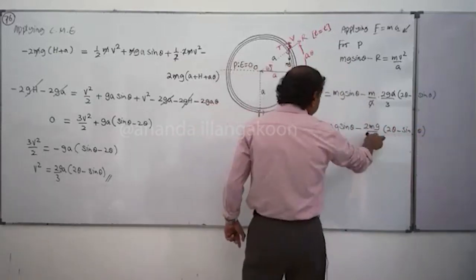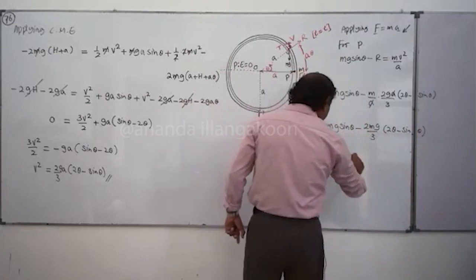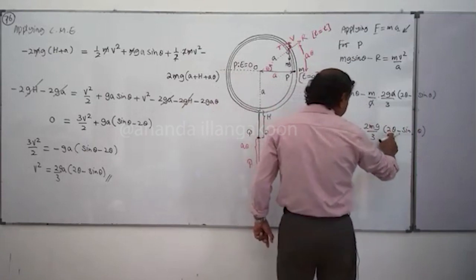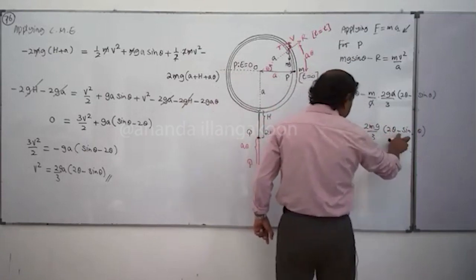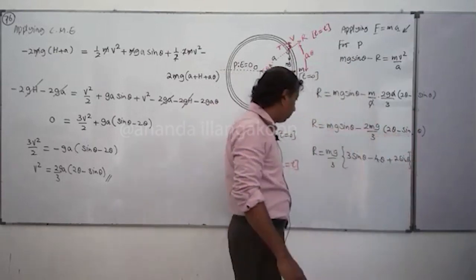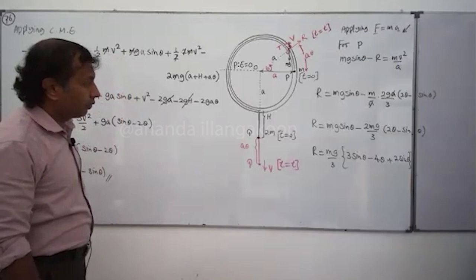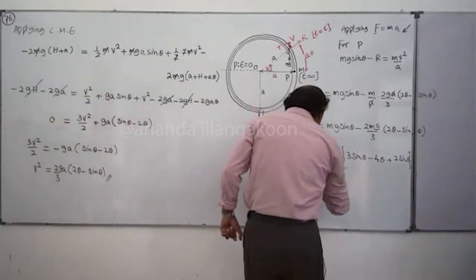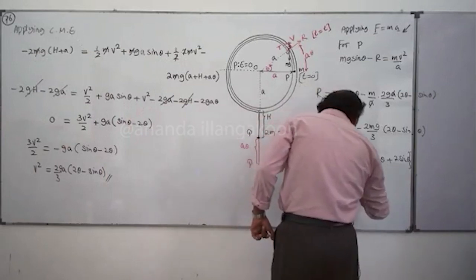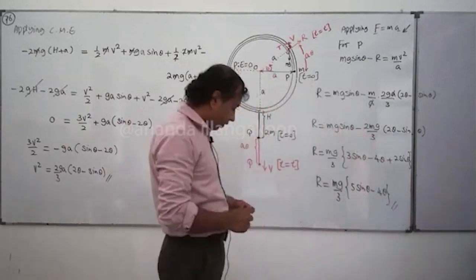You can take this mg by 3 out. Then this will be 3 sine theta. When you take mg by 3 out, by minus 2 we have to remove the bracket, minus 4 theta plus 2 sine theta. Then we get R equals mg by 3 times (3 sine theta plus 2 sine theta, that is 5 sine theta, minus 4 theta). This is the normal reaction R.